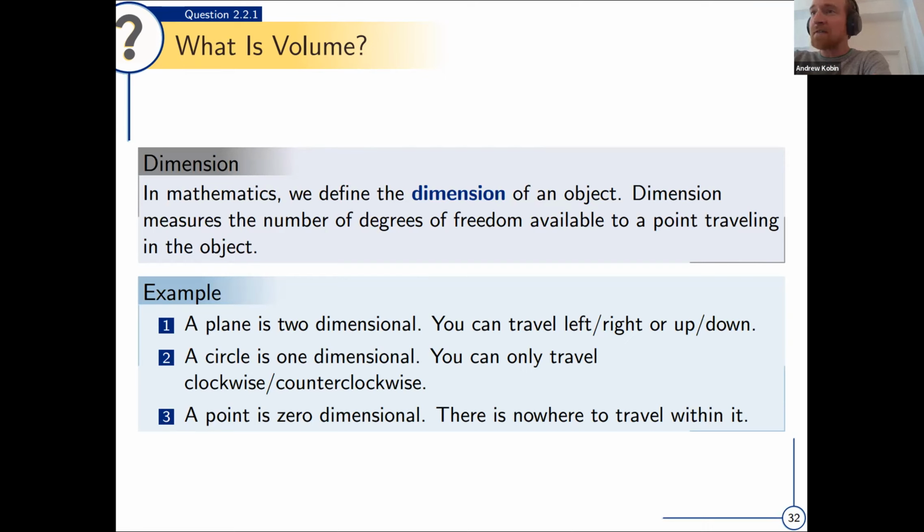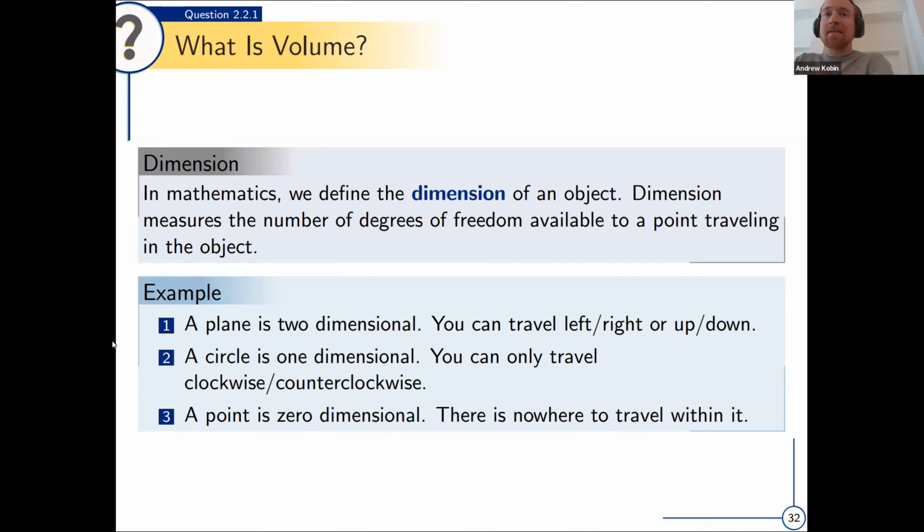We're not going to specify this any further than this, but you should think of the definition as telling you how many logical different paths you can take that are independent of each other inside of the object. If you pick any point in that object, in that region, let's say, sometimes you can only travel in one direction and its opposite. We'll call that one dimension.